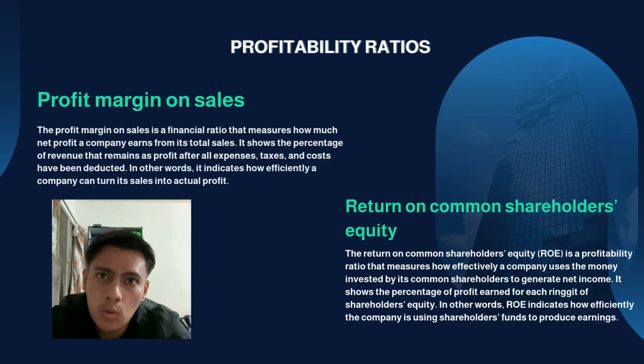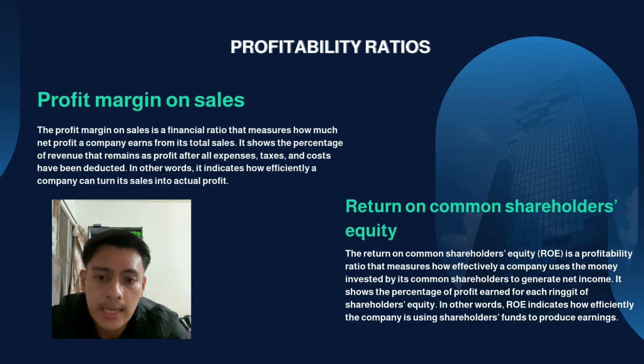or low revenue. Return on common shareholders' equity or ROE. So ROE measures how effectively a company uses shareholders' money to generate profit. For Ideal Capital Berhad, the ROE is 0.13 to 1 or 13%. This means the company earned 13 cents of profit for every ringgit invested by shareholders. This shows strong and effective use of shareholders' funds.